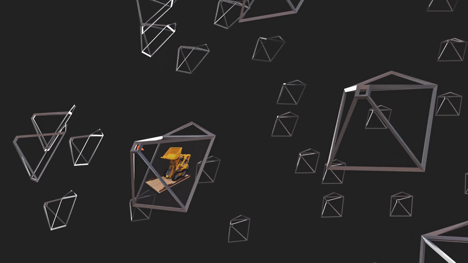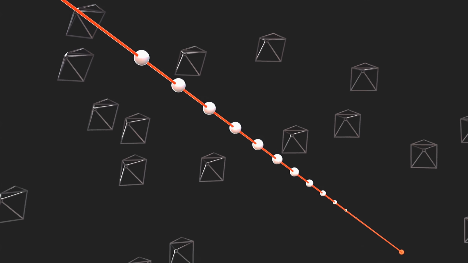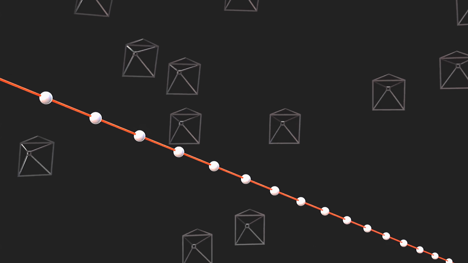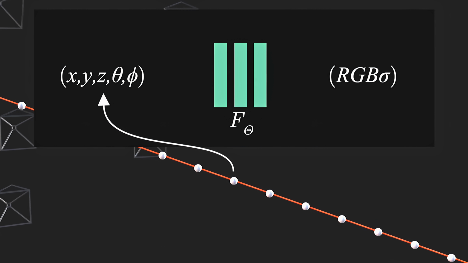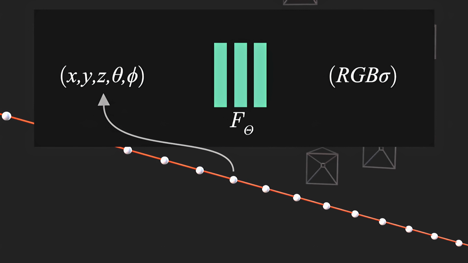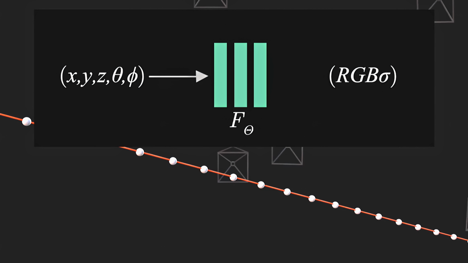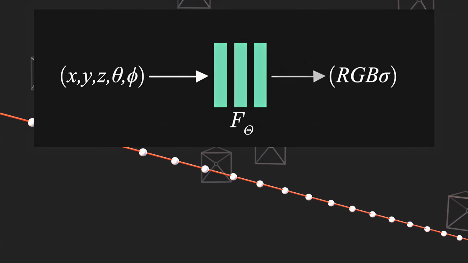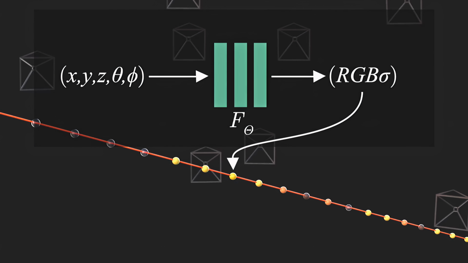Given a set of input images of a scene, which in this visualization is a Lego bulldozer, we optimize a volumetric representation of the scene as a vector-valued function, which is defined for any continuous 5D coordinate, consisting of a location and view direction. We parameterize this scene representation as a fully connected deep network that takes each single 5D coordinate and outputs the corresponding volume density and view-dependent emitted RGB radiance at that location.